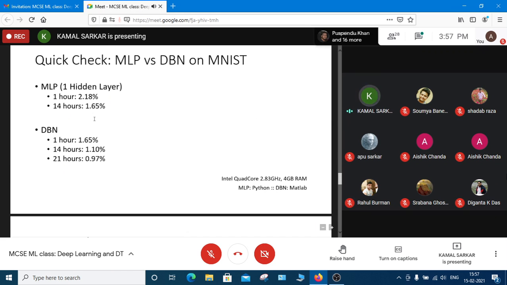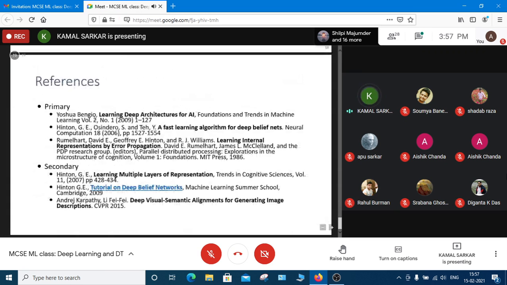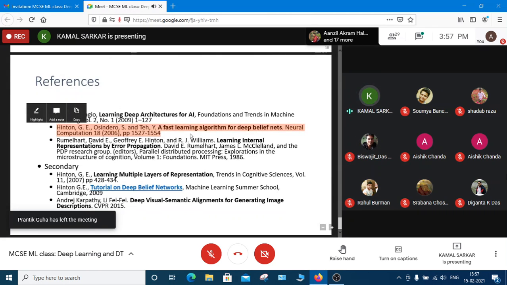So this is the first paper which was introduced by Hinton, and most likely this paper is the one, Hinton, A fast learning algorithm for deep belief nets, Neural Computation 2006. You can consult this paper to know about the details of the procedure that I have presented here. And after that, different types of improvements were proposed by different researchers from time to time.